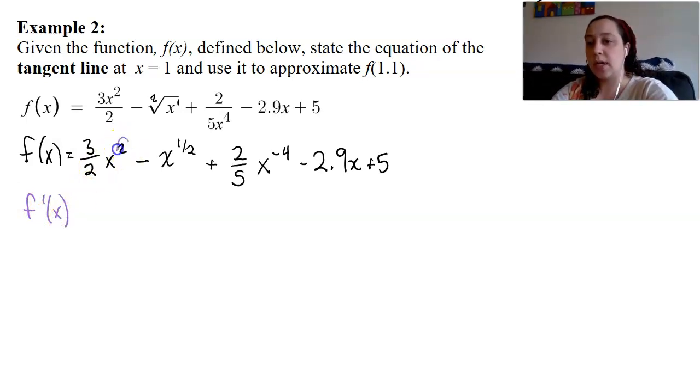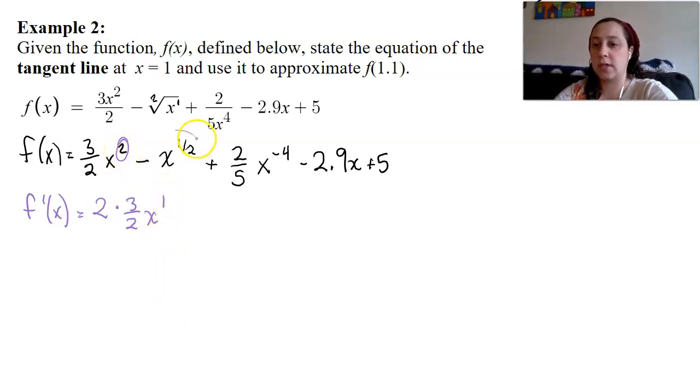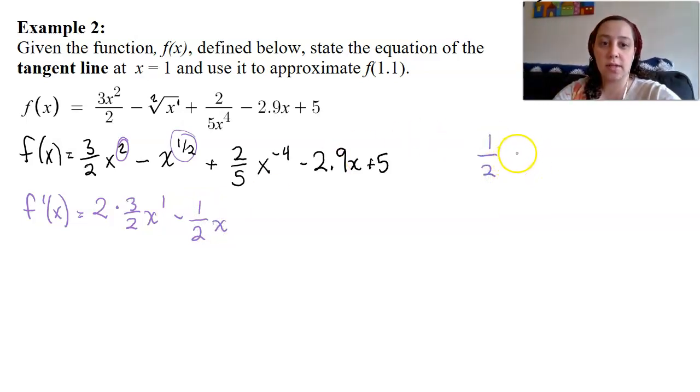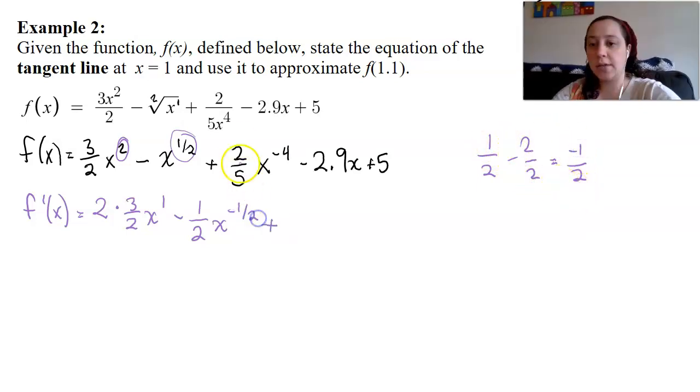So I'm going to take my exponent, put it in the front. So that gives me 2 multiply 3 over 2x, and 2 minus 1 is 1. And then again, I'm going to take my exponent, put it in the front. So minus 1/2 x. And if I do 1/2 minus 1, 1 is the same as 2 divided by 2. So that's going to give me, the denominator stays the same. 1 minus 2 is -1. It's -1/2 plus 2 over 5. I'm just going to leave it in the front.